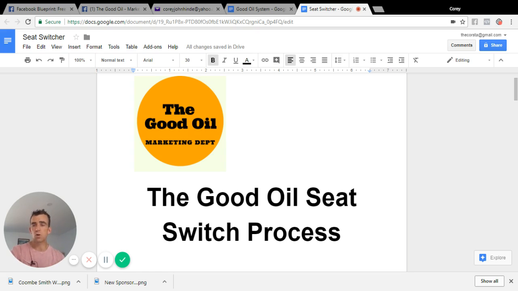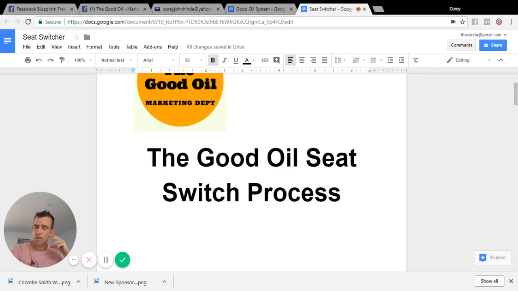So what I'm going to do, guys, I've got some information here. This is called the Good Oil Seat Switch process. That's what it is. It's kind of how I switch into thinking mode once I get a new client or someone who's doing a consult with me. People come my way, and my first question is, are you keen to grow your business? The answer is invariably yes. And at that point, I switch modes into this seat switcher process. It's a mind switch. I'll explain it to you now as we work through these couple of slides.